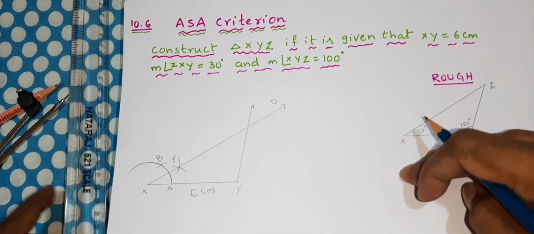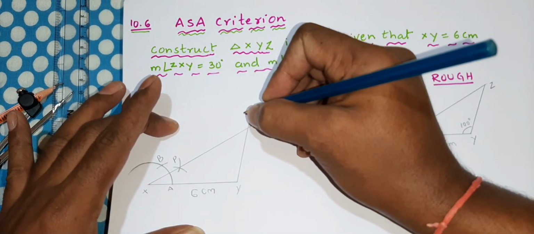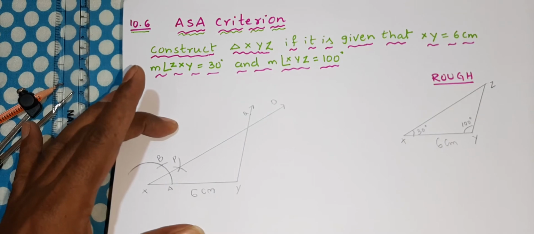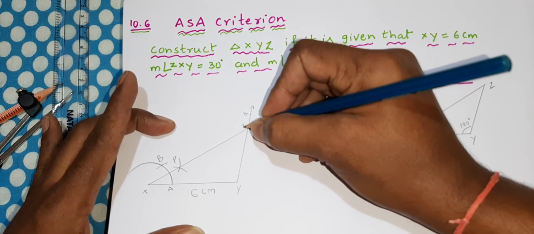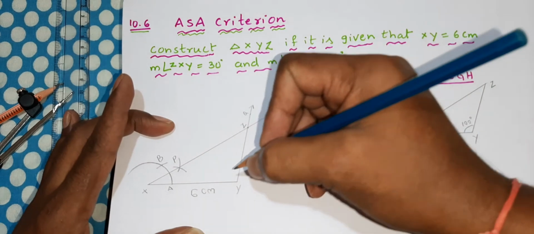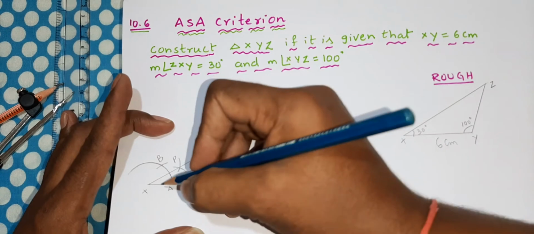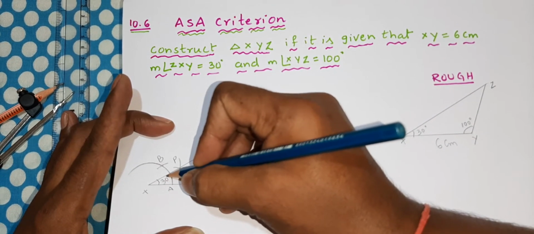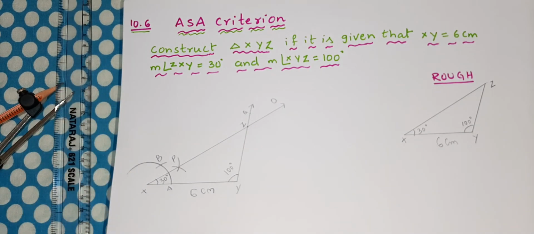So now this is XP, and let us take one more ray YQ. XP and YQ are intersecting at one point. This is Z. That is Z. This is the required triangle. Now you can write the measurements here. This is 100 degrees and this is 30 degrees. This is the required construction of triangle XYZ by using ASA criterion.